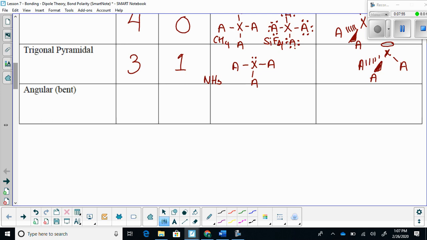The last one is bent. So we have 2 bonds and 2 lone pairs. So the basic shape is we have our central atom. It has 2 lone pairs and 2 bonds.